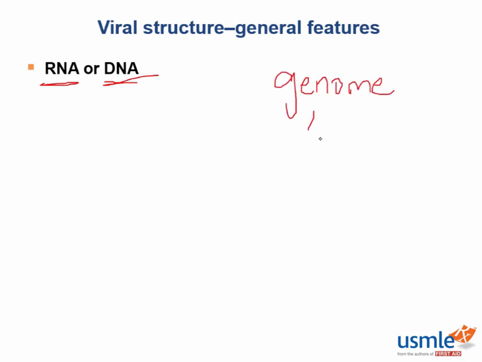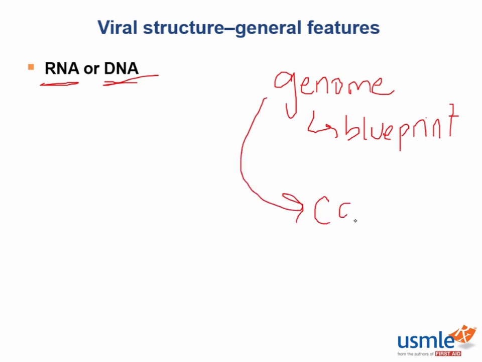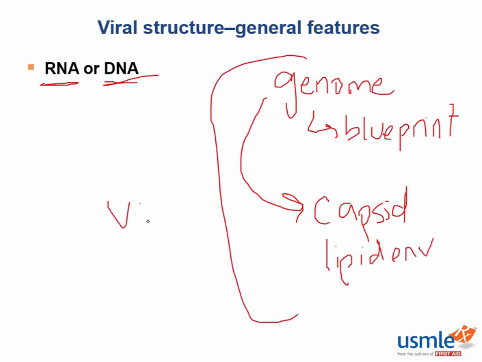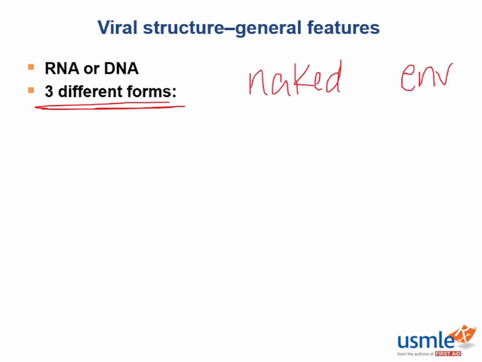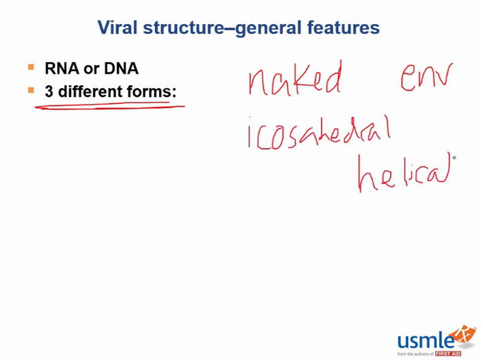Think about the genome as the blueprint of the virus, and it is very important to the ultimate structure of the virus. These nucleic acids, or this genome, are packaged, remember, into the capsid protein, and some have lipid envelopes. This is what the virion is, just to review real quickly. Each virus can take one of three different forms. The virus can either be naked or have an envelope. It can be, as I mentioned earlier, icosahedral or helical in terms of its protein capsid.